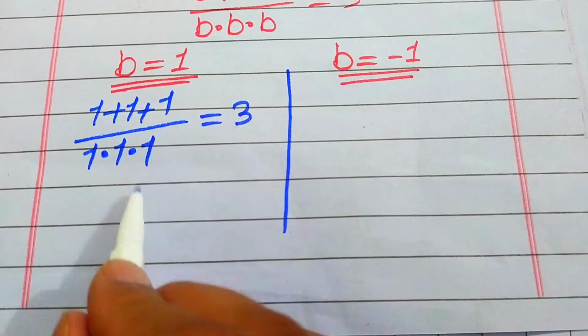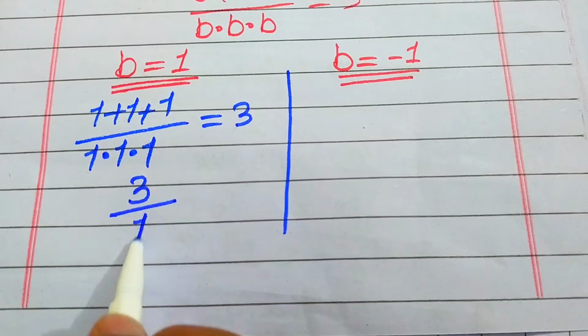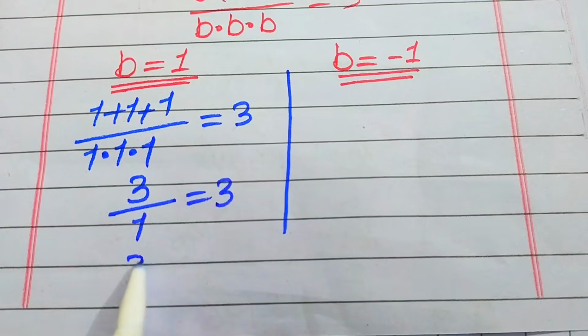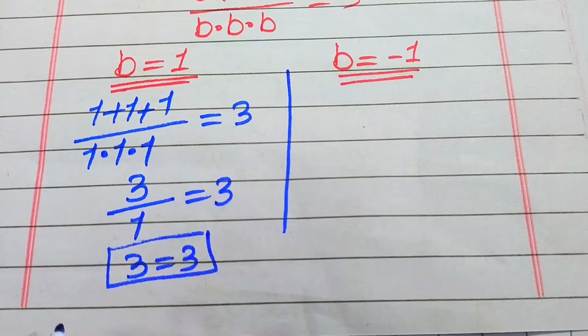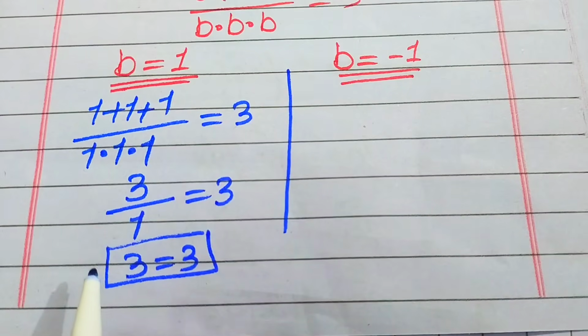And we have 1 plus 1 plus 1 becomes 3 divided by 1 equals 3, and we easily get here 3 equals 3. This shows that the value b equals 1 satisfies our given question statement.